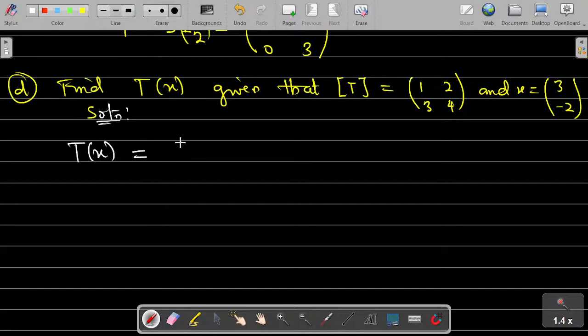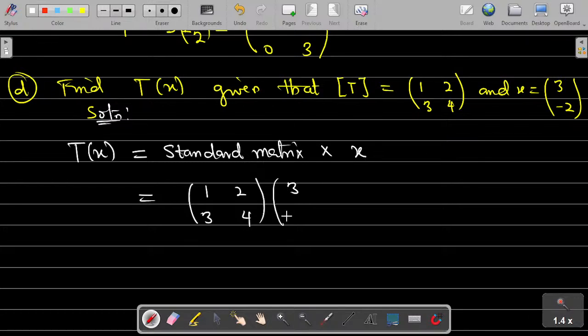Remember I said that our T of x is the same thing as A times your x. That's the standard matrix times x. In this case our standard matrix, which is given there as our coordinate of T, is 1, 2, 3, 4, and it's multiplying our x. And what's our x? Our x is 3 and minus 2. Once you multiply this out, that is what you are looking for, and you are done. So quickly let's do that.